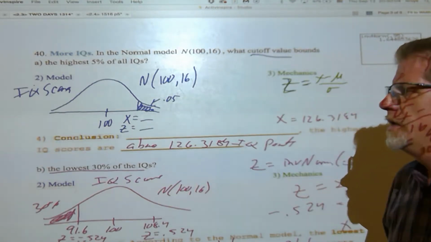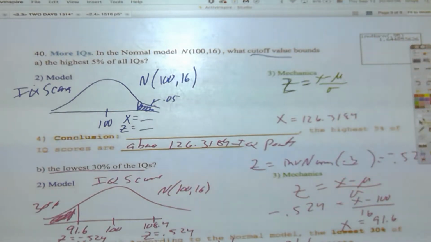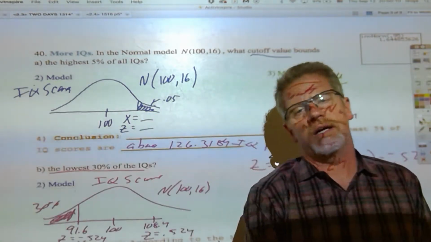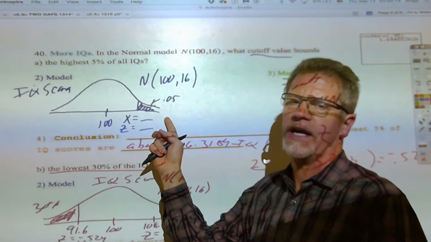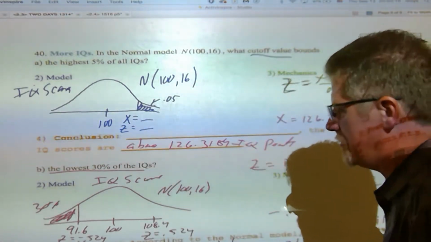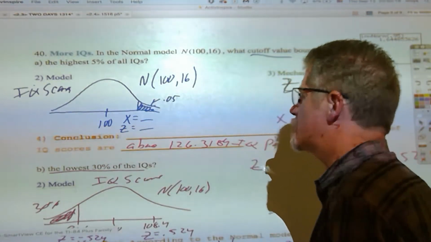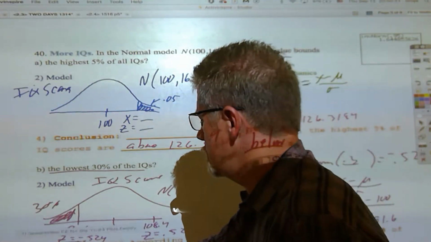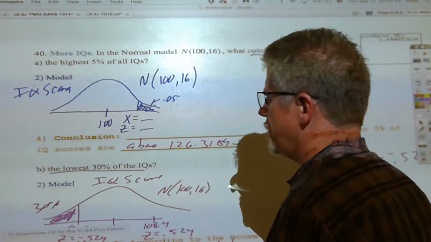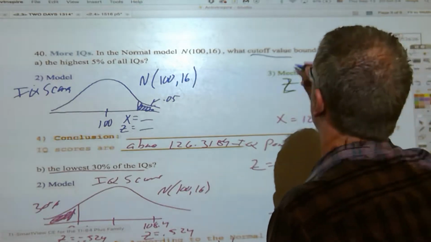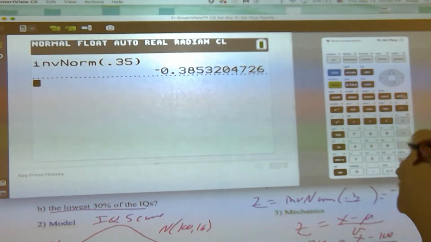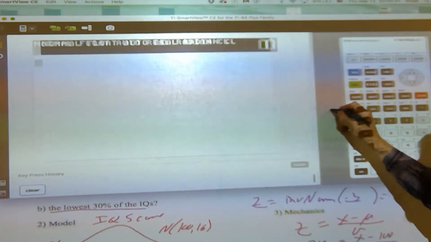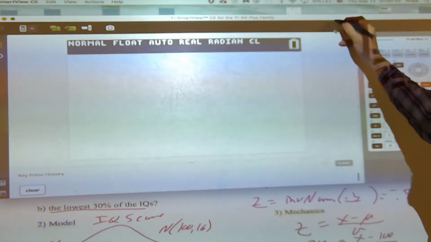Remember that z-scores can be found by taking inverse normal of the left area. Unfortunately, we don't have the left area. They gave us the right area, but we can find the left area by subtraction. So take out your calculator, see if you can figure out what number to plug into inverse normal. And it's not that one. It's a little bit bigger so you can see it.